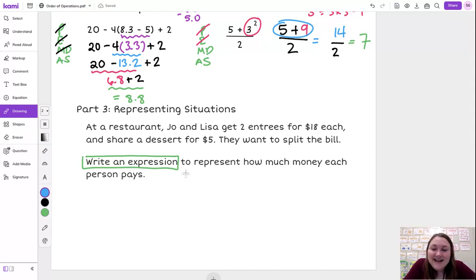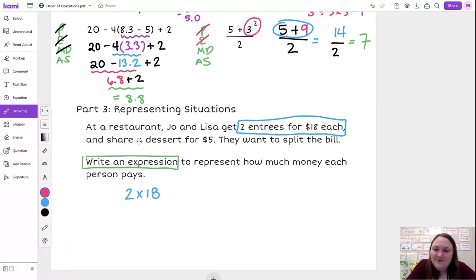One of the things I need to do in order to figure out how much each person pays is I want to first figure out what the total bill is. How much total money do they have to pay? I know they buy 2 entrees for $18 each, so part of my expression is going to show this cost. We're buying 2 entrees and each entree is $18. So 2 times 18, that represents how much total money they pay for the entrees.